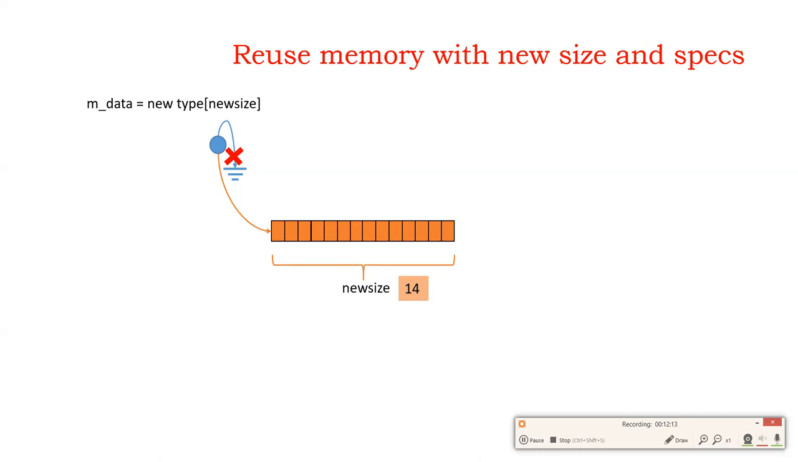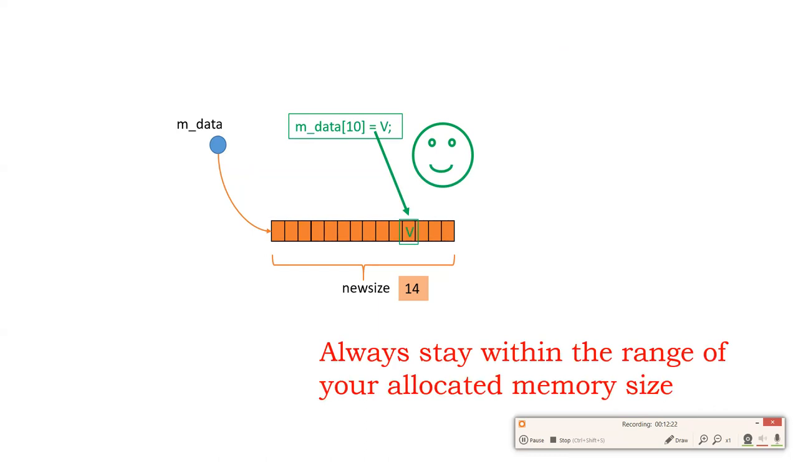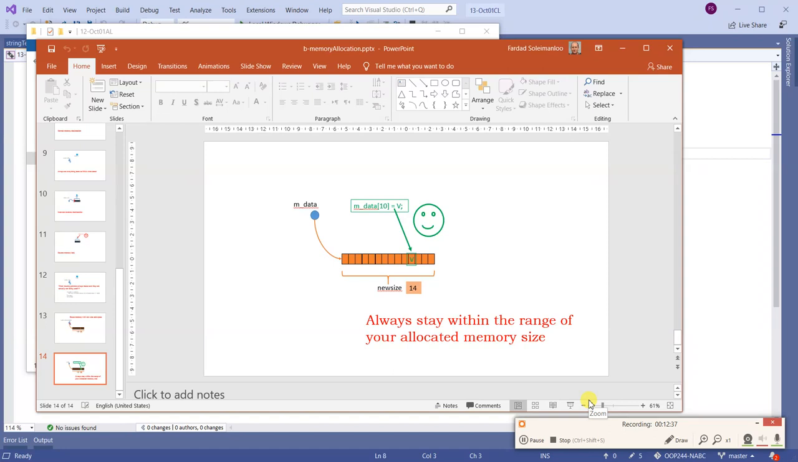Always, always, always make sure that you reuse memory, you keep track of the new size, and not forget to always stay within the range of your allocated memory size. Never get out of it. Make sure you understand exactly what the range of your array is. Extremely important. And now we're going to start coding. Now we know what is bad. We're going to start coding up to a certain point, and then the rest we're going to do later.